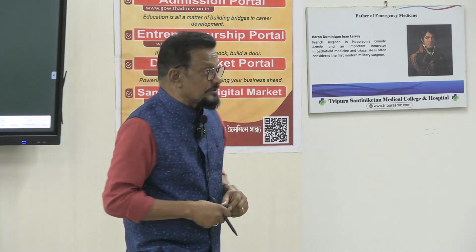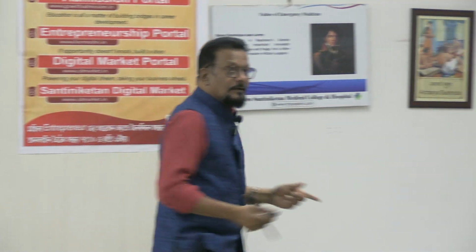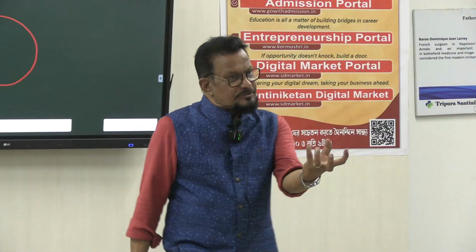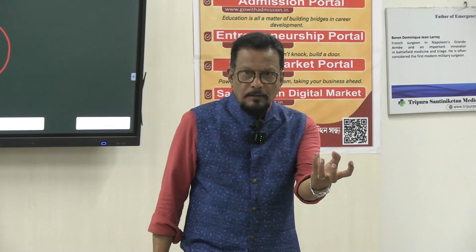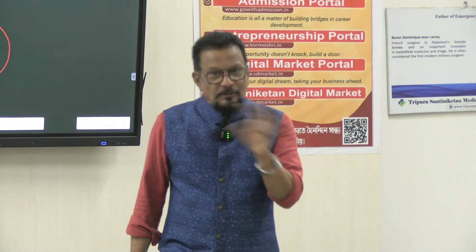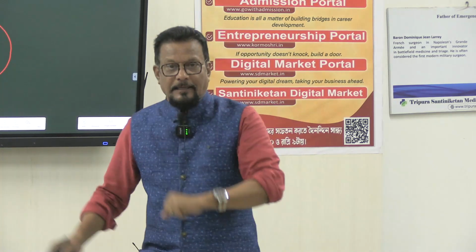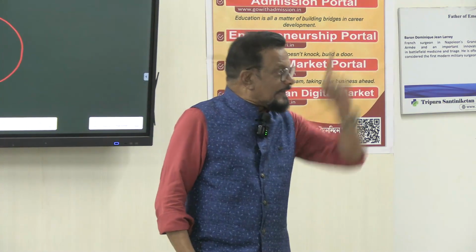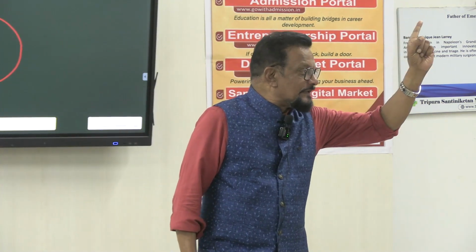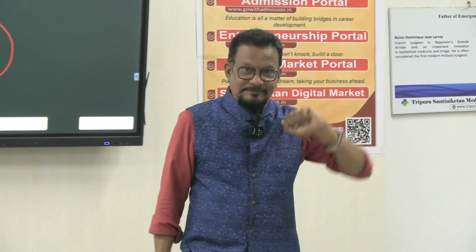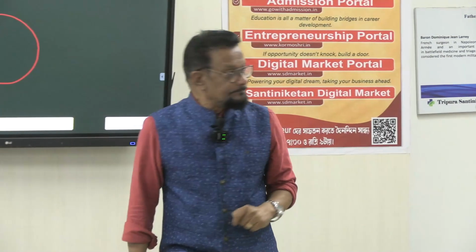And what about the posterior pituitary? ADH, are they produced in the posterior pituitary? No. They are not synthesized there. They are released from there only. But they are produced in the hypothalamus. How do they come there?